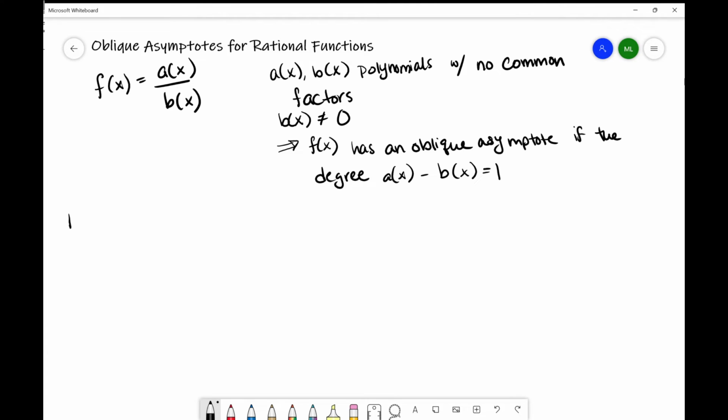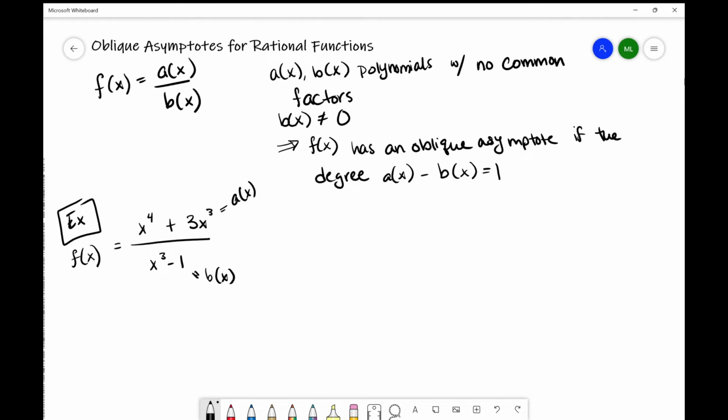So let's look at an example so you can see what I'm talking about. Let's say we have x to the power 4 plus 3x cubed over x cubed minus 1. All of this is the f of x that we're talking about. Essentially this first part is our a of x, and this bottom part is our b of x.